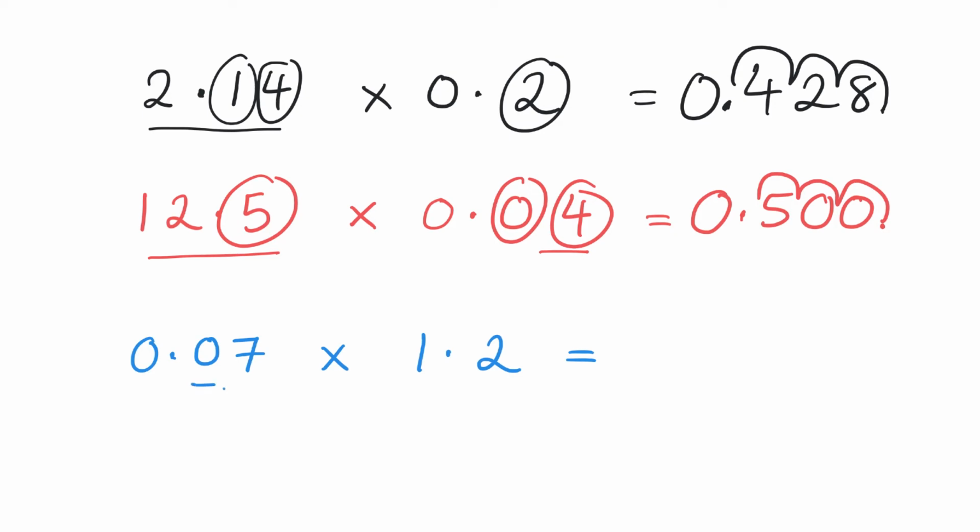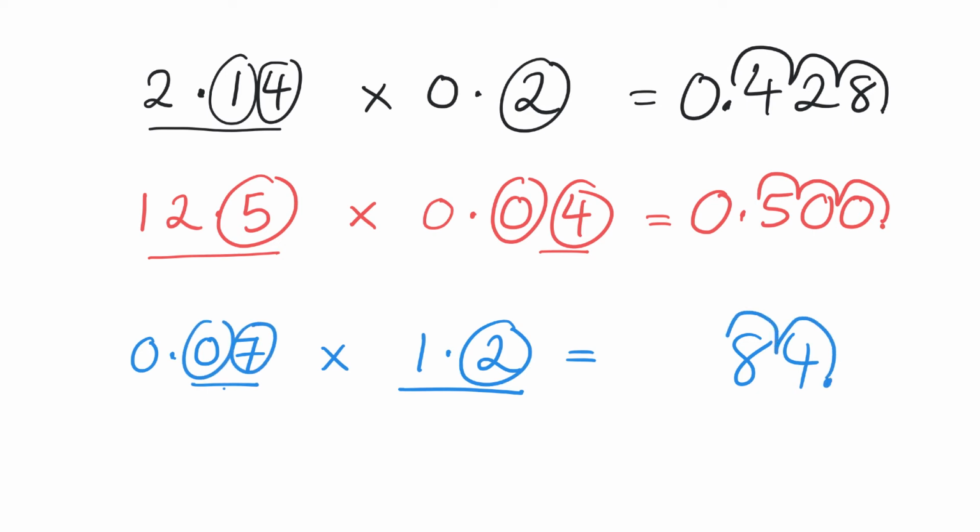So ignore the decimal. 7 times 12 is 84. Decimal places. 1, 2, 3. Move it to the left. 1, 2, 3. Empty hole. Put a 0 there. This is my answer, 0.084.